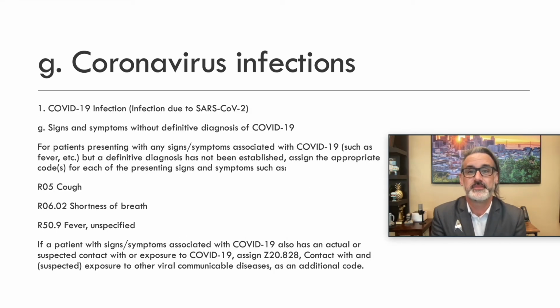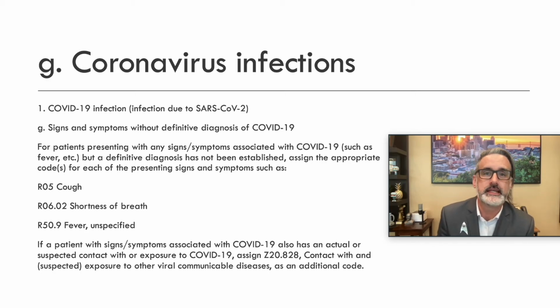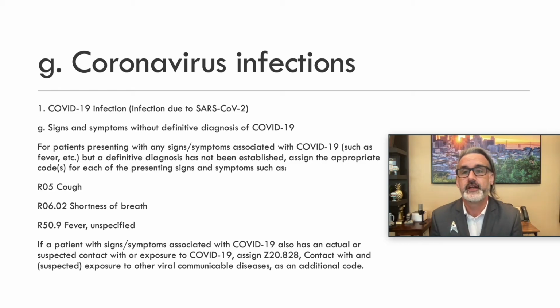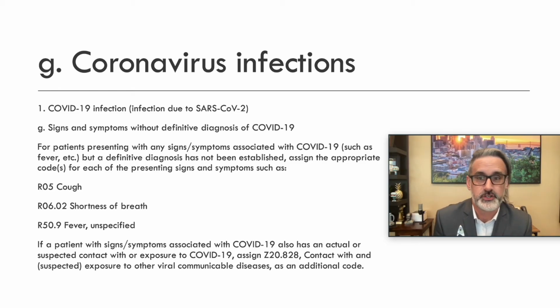And then with signs and symptoms without a definitive diagnosis of COVID-19, just like how all the other guidelines state, when you don't have a definitive diagnosis, you code all the signs and symptoms. So for example, cough, shortness of breath, and fever. If the patient does not have a definitive diagnosis of COVID-19, but has those signs, or in this case, those symptoms, we would code those symptoms: R05 for cough, R06.02 for shortness of breath, and R50.9 for fever unspecified.